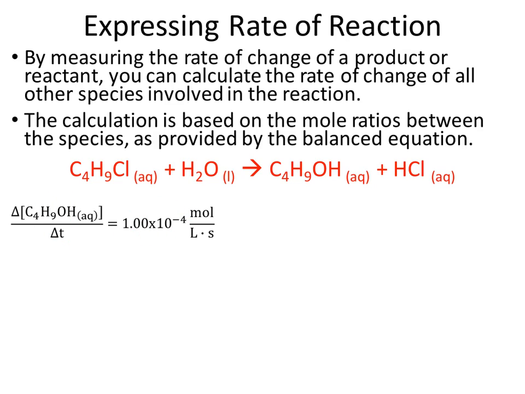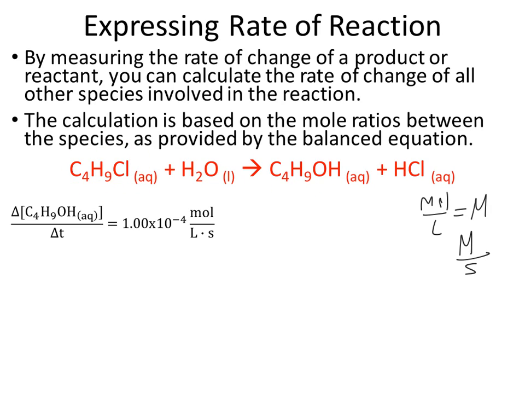Now, one thing that you should notice is the units for rate. They're mole per liter per second. Remember that mole per liter is also big M, so sometimes you might see it expressed as big M over s. So it's the change of concentration over the change of time. We can see that the production of butanol is 1.00 times 10 to the negative 4 mole per liter per second. So let's see, how can we figure out what the rate of butyl chloride, this one here, or chlorobutane, is in terms of this.